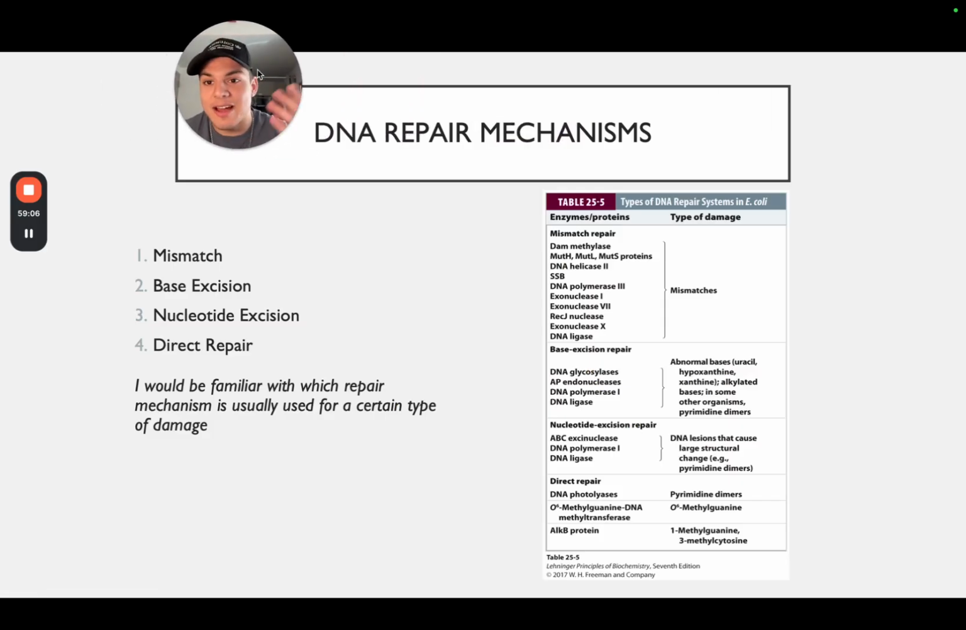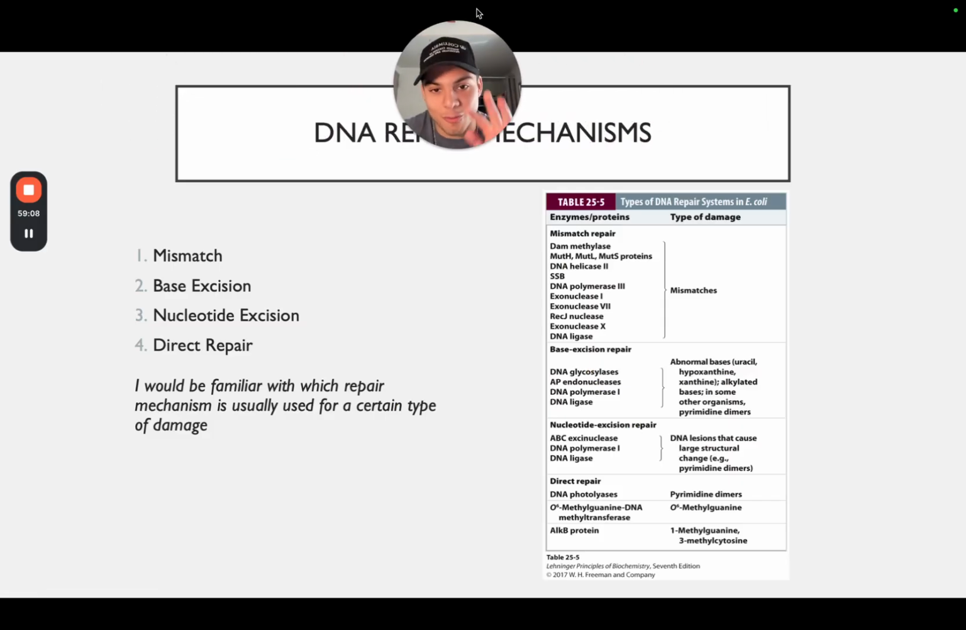So let's say we have one of those issues. How do we repair it? There are 4 types of mechanisms: mismatch, base excision, nucleotide excision, and direct repair. We'll talk about each of them. I would just be familiar with which repair mechanism is usually used for certain types of damage, which we will clarify with this.